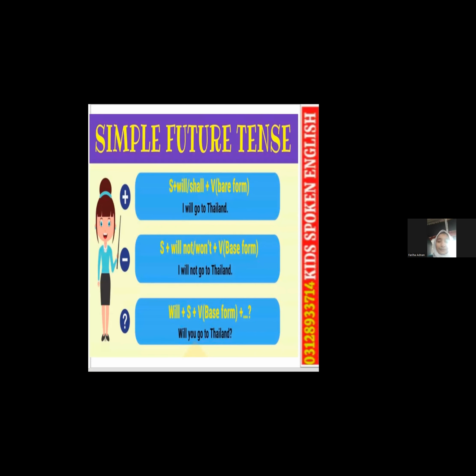Perfect, perfect, dear students. Now I'm going to ask Shariz. Shariz, are you there? Yes, ma'am. I will go to library at 5 o'clock. I will not go to library at 5 o'clock. Will I go to library at 5 o'clock? Perfect, dear, perfect. So now it's Iman's turn. Make another sentence. Ek aur sentence banaiye. Yes, ma'am. I will go to Rawalpindi. I will not go to Rawalpindi. Will you go to Rawalpindi?